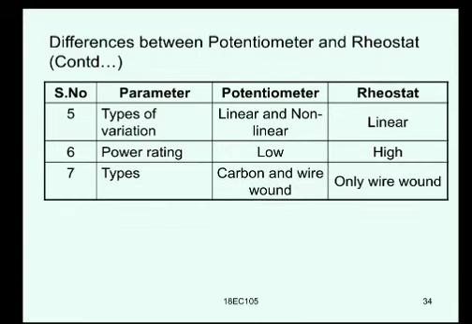And the types: in potentiometers we have both carbon and wire wound types, whereas rheostats involve high current. They are only wire wound type of rheostats.